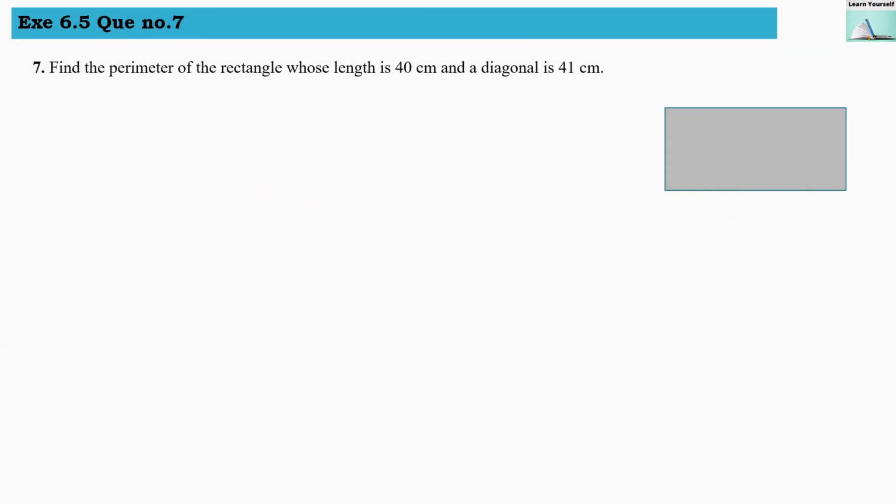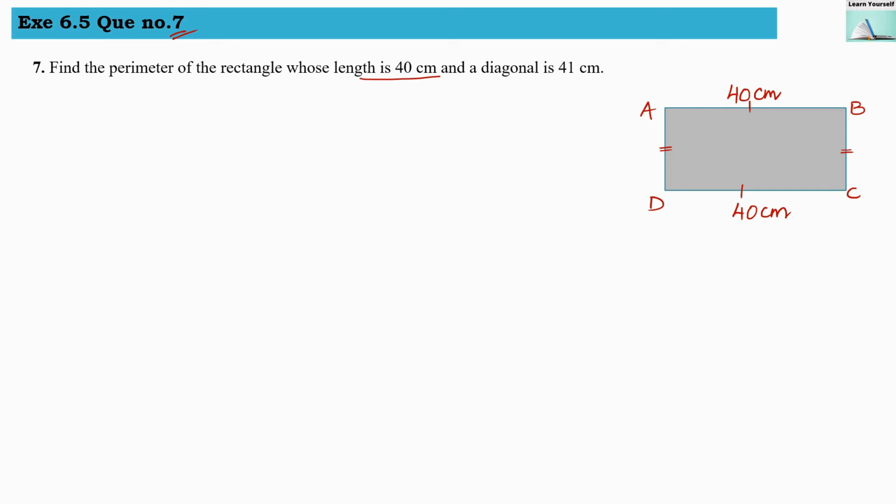Exercise 6.5, question number 7. Find the perimeter of a rectangle whose length is 40 centimeter. Now let us give the name A, B, C and D to this rectangle. Now they are saying the length is 40 centimeter. So DC and AB, these two are the length, where lengths are equal and breadths are equal. So the length is 40 centimeter, so this length is also going to be 40 centimeter.